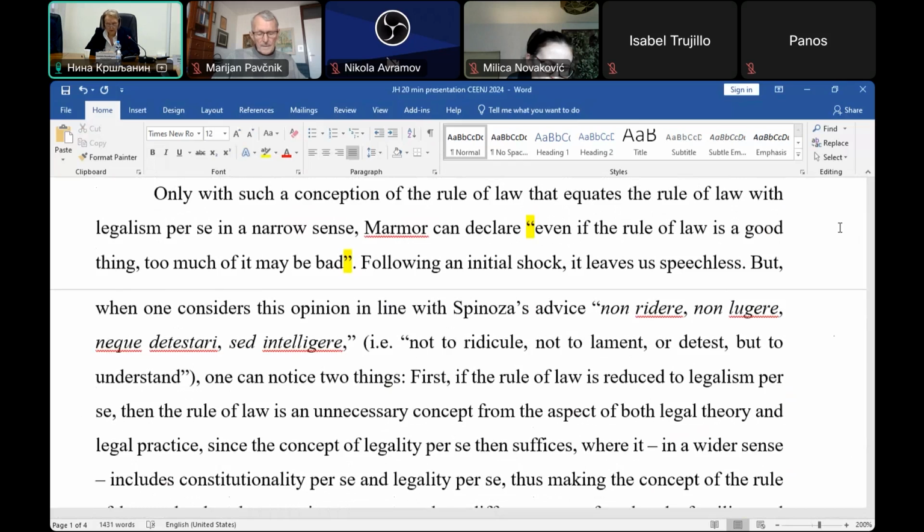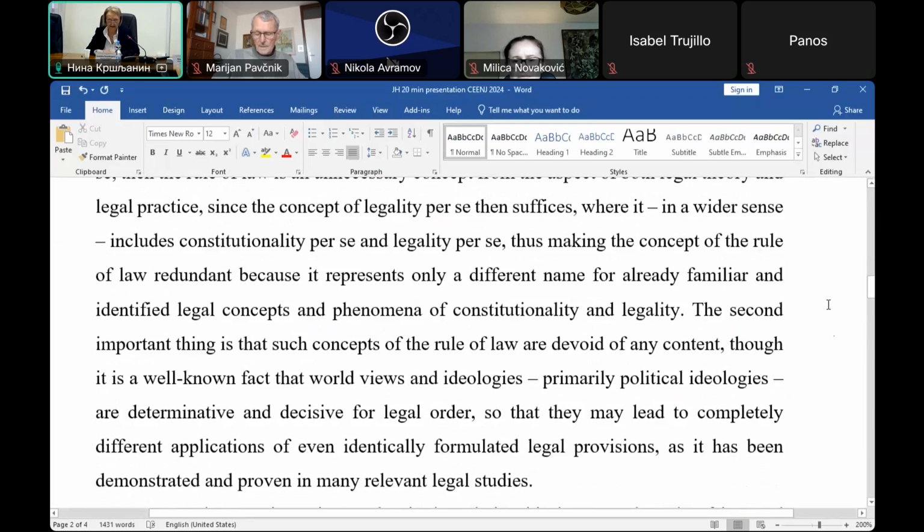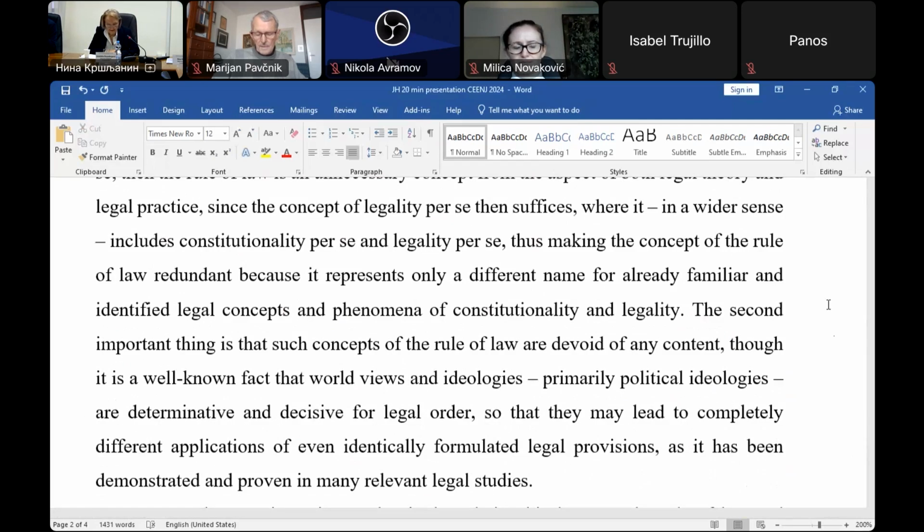First, if the rule of law is reduced to legalism per se, then the rule of law is an unnecessary concept from the aspect of both legal theory and legal practice, since the concept of legality per se then suffices, where it, in a wider sense, includes constitutionality per se and legality per se, thus making the concept of the rule of law redundant because it represents only a different name for already familiar and identified legal concepts and phenomena of constitutionality and legality.